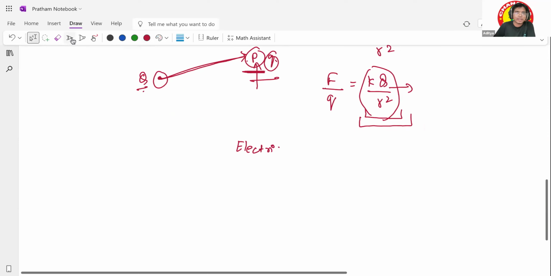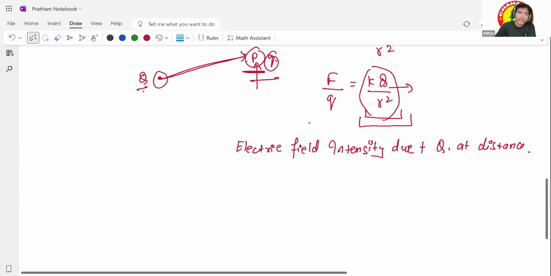This something is nothing but electric field intensity due to whom? Due to this cube, at a distance.